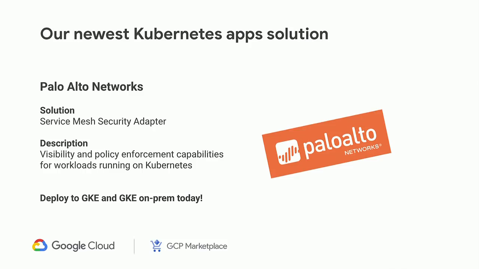Finally, just want to announce our newest Kubernetes app solution, Palo Alto Networks, that just announced their service mesh security adapter using Istio and is available in the marketplace today. And we're very excited because this is an example of a partner that started with VMs and is sort of expanding their portfolio to cover Kubernetes apps and other types of solutions within the marketplace.